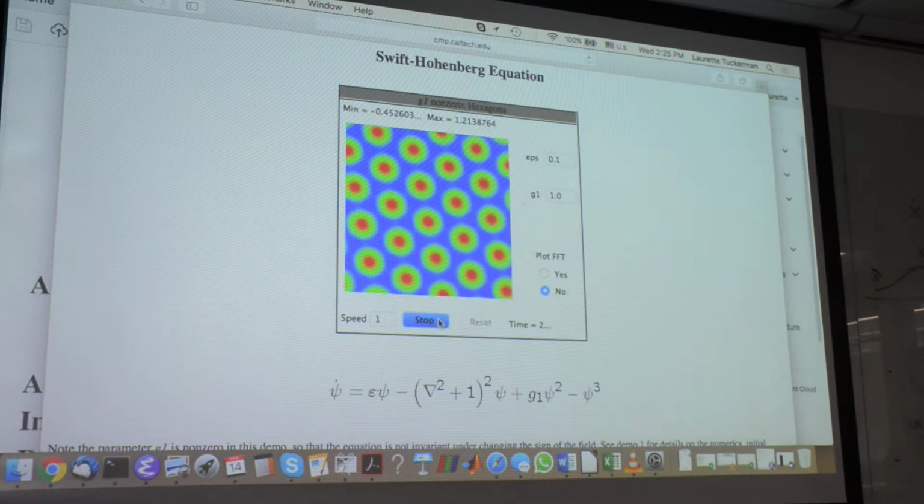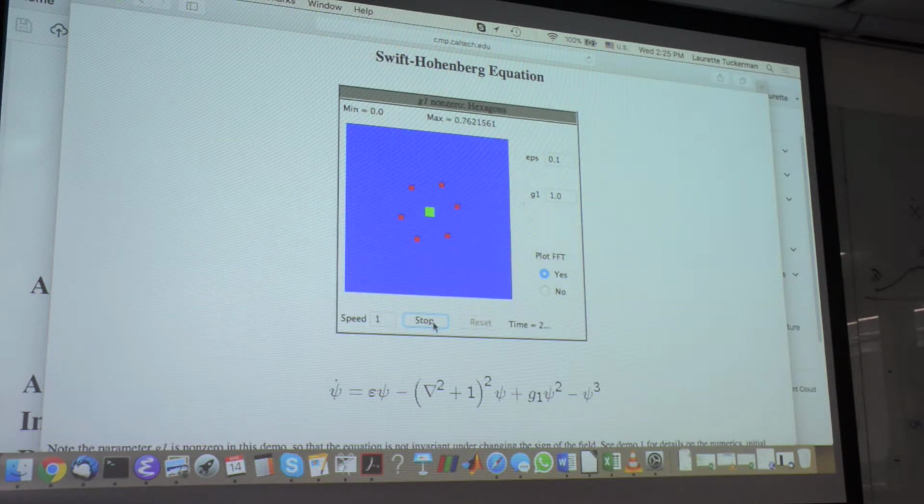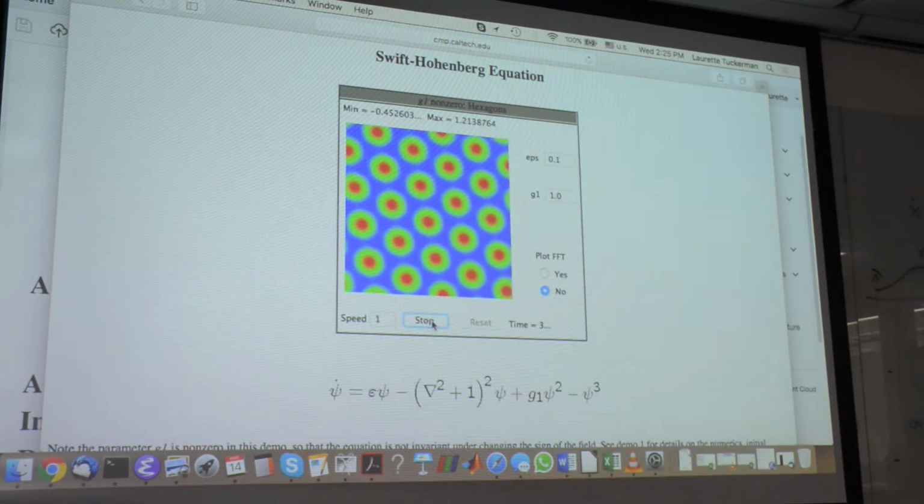Okay, let's stop this and see if we can look at the FFT. Come on, can you do that? Yes, okay, so the FFT, remember that the Fourier transform of a hexagonal lattice is a hexagonal lattice, and here it is, with a constant term as well. Continue it, I think. Yeah, from here, perfect hexagons.